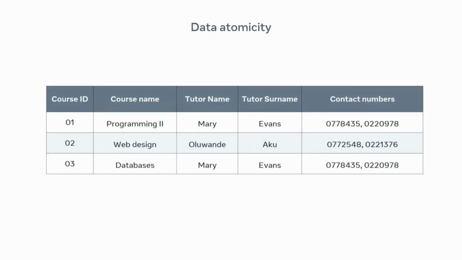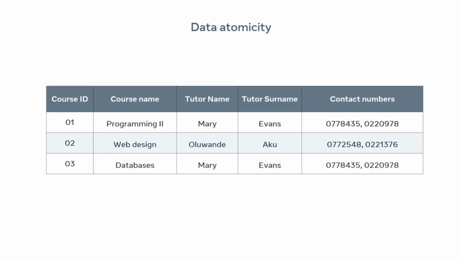To demonstrate data atomicity, I've built an unnormalized table called course table within a college database. It includes information about the college's computing courses, along with the names and contact details of the course tutors. And the course ID column serves as the table's primary key. However, there are multiple values in each row of the contact number column. Each row contains two contact details for each tutor, a cell phone number and a landline number. This table isn't in 1NF. It violates the atomicity rule by including multiple values in a single field.